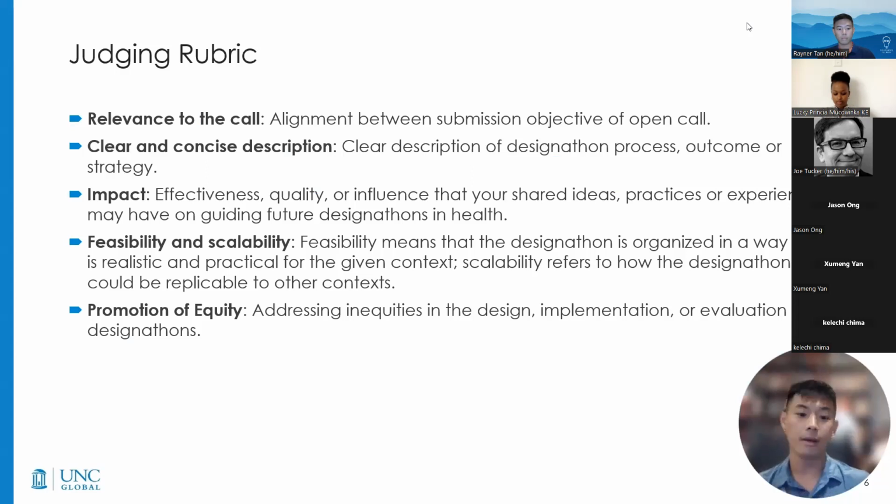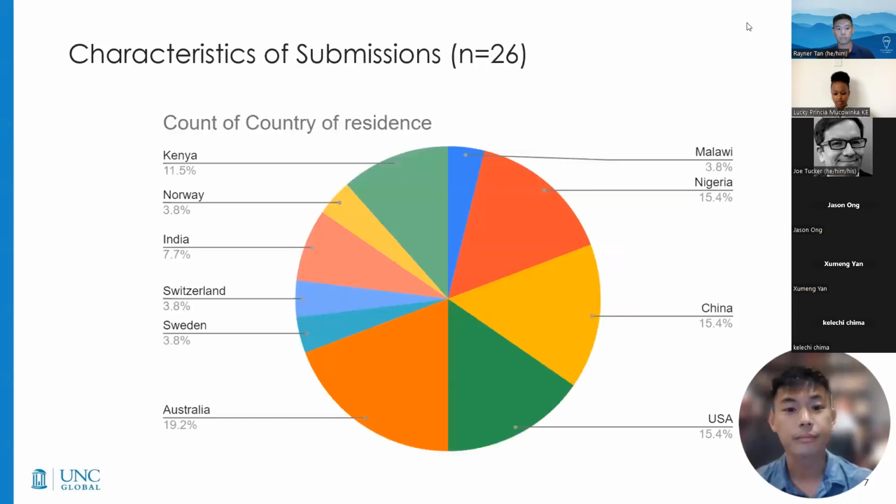Fourth, we will be having feasibility and scalability. So feasibility means that your Designathon is organized in a way that is realistic and practical for a given context. And scalability refers to how Designathons could be replicable in other contexts. And the last one will be a promotion of equity. So it's addressing inequities in the design, implementation, or evaluation of Designathons.